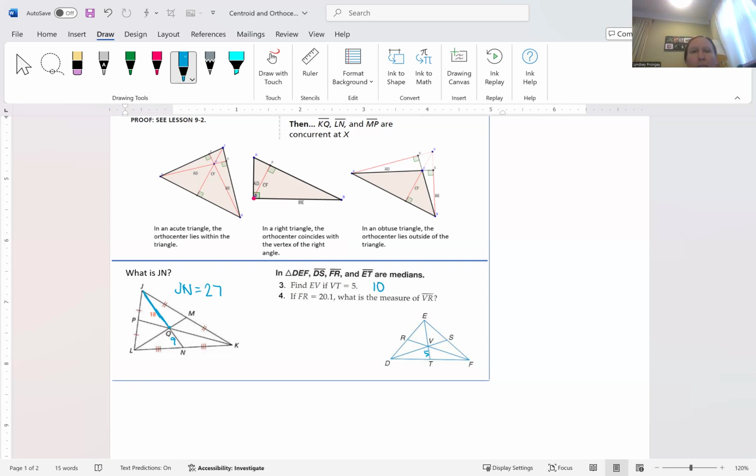Okay. And then if FR, which is the entire median, if FR is 20.1, what is the measure of VR? Well, VR is the smaller part. Here's where maybe we use that 1/3. Okay, so we would find 1/3 of 20.1, which is really just 20.1 divided by 3, and that is going to give us 6.7.